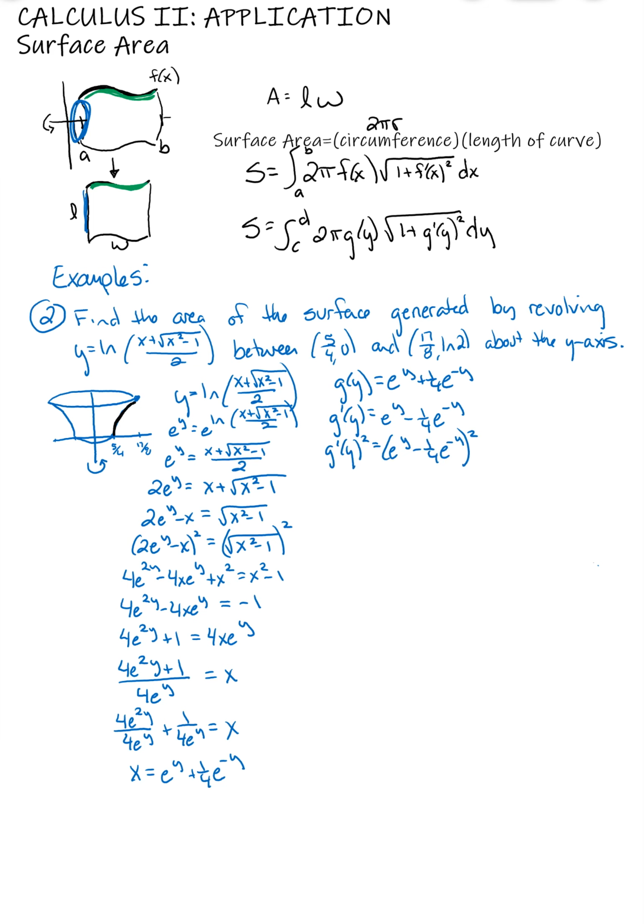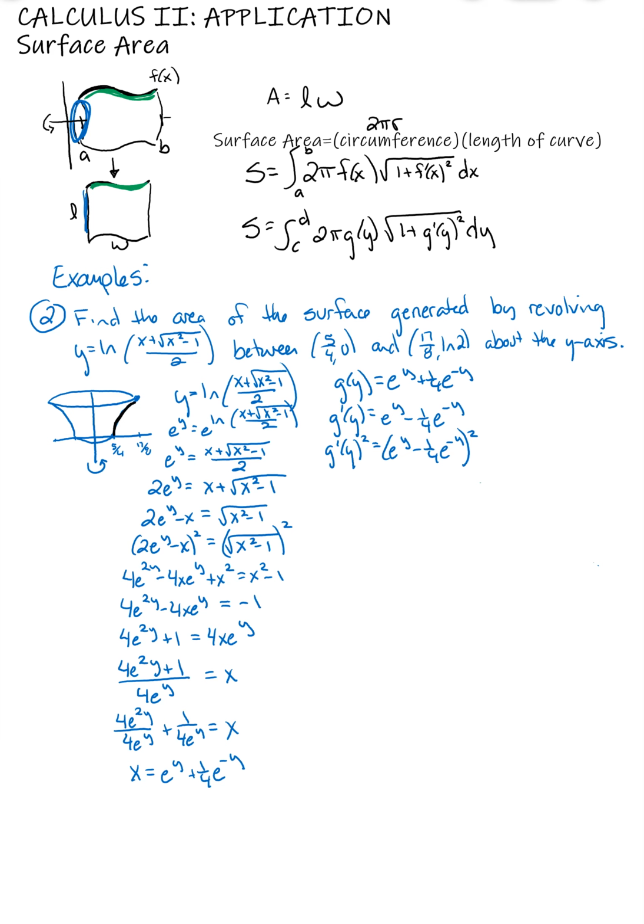Again, if you need, write this twice. This is e to the y minus 1/4 e to the negative y times e to the y minus 1/4 e to the negative y, and then multiply a bunch of stuff, combine like terms. Make sure you know how to do that. Take your time with this.